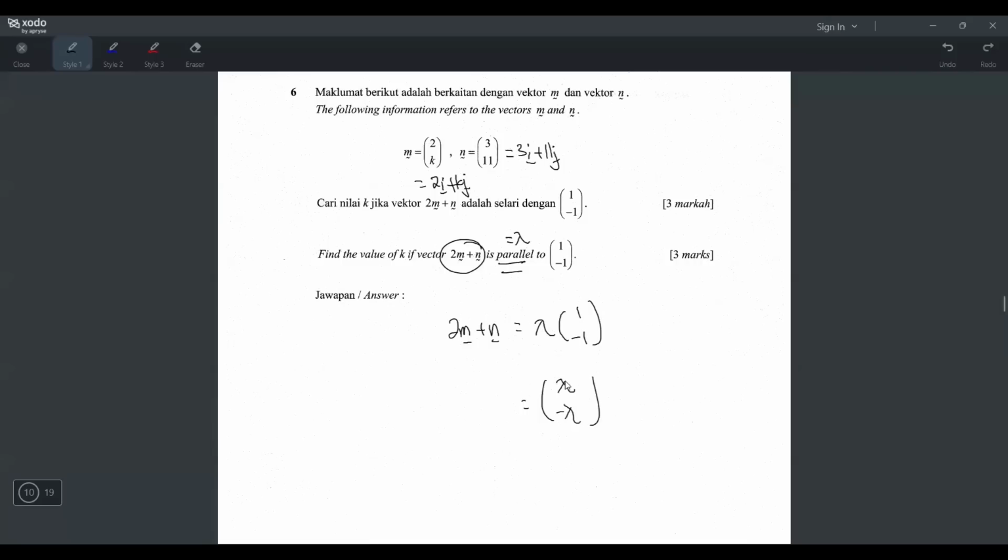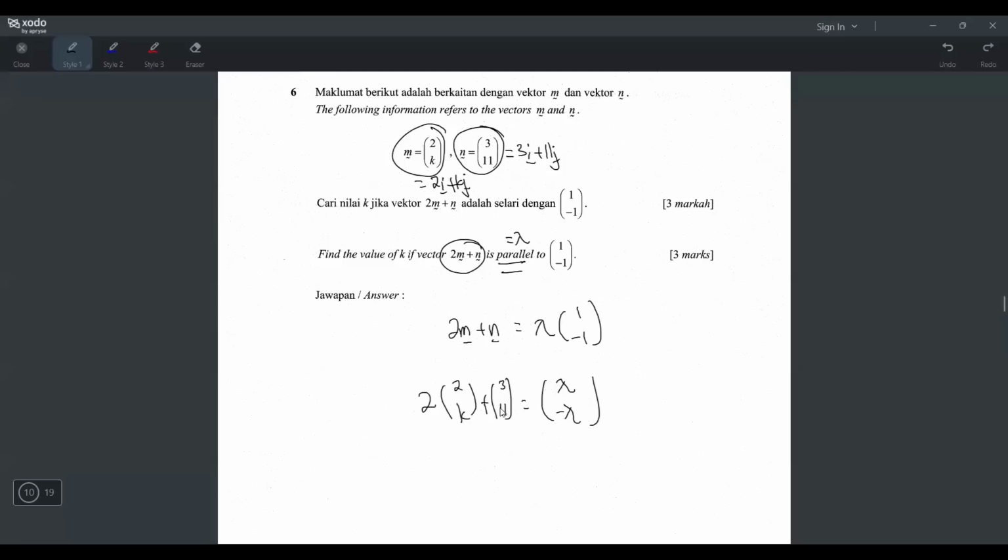But I already explained why you cannot take lambda then equals 2. Cannot do like that, because this one is in terms of mn. So how to make this in terms of ij? They give you here already. They already tell you mn in the question here. So just sub inside like this. So the m is what? 2k, and the n is what? 3, 11. And why did I do that?